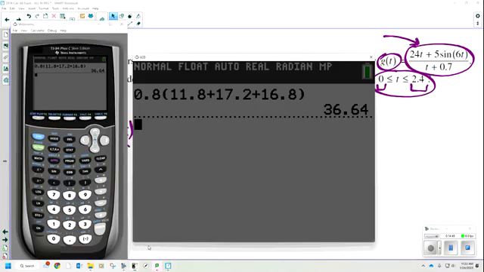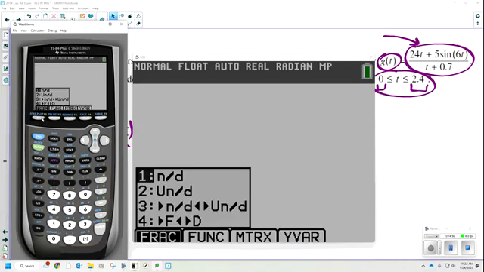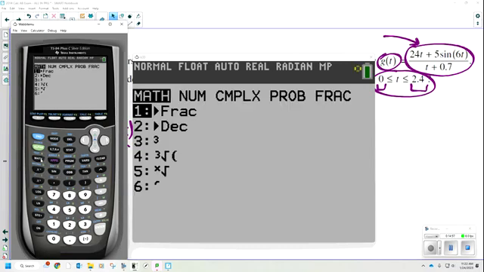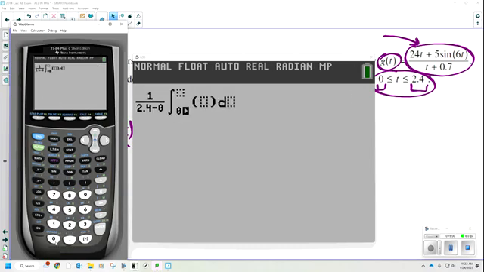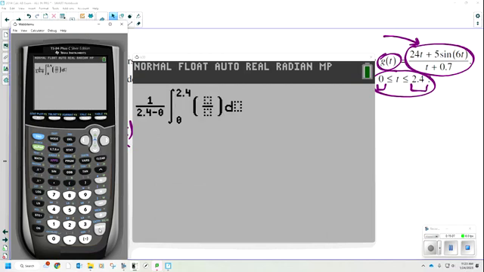Man, really good thing this is a calculator problem. Alpha y equals, enter. I'm going to put 1 over 2.4 minus 0 times the integral, so that's math 9, from 0 to 2.4 of, we need another fraction here, and our fraction reads 24x plus 5 sine of 6x. Yes, I need to use x in the calculator, not t, over x plus 0.7.